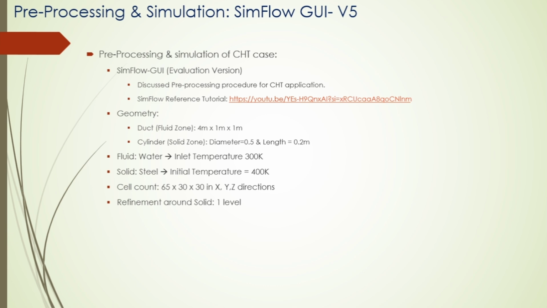Now, the working fluid water at 300 Kelvin passes through the cylinder, which is at 400 Kelvin. The maximum cell count I could use is 65 by 30 by 30 cells in X, Y and Z directions with one level of refinement around the cylinder. This is because as I am using the evaluation version, I could not use a cell size finer than this. Now let's launch SimFlow-GUI and proceed.